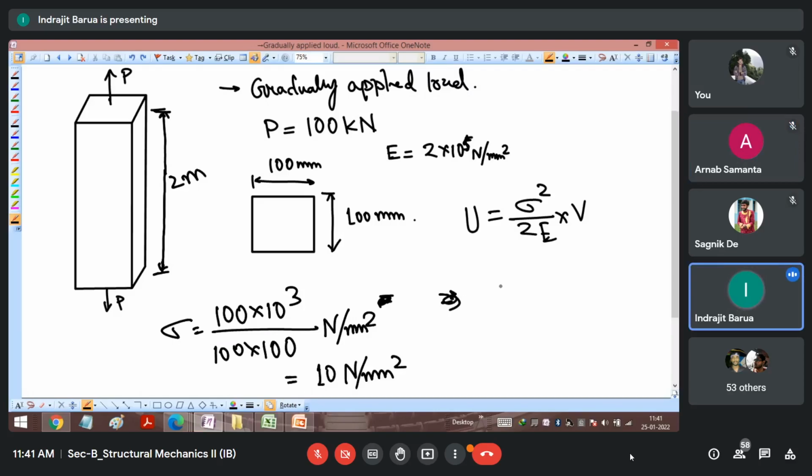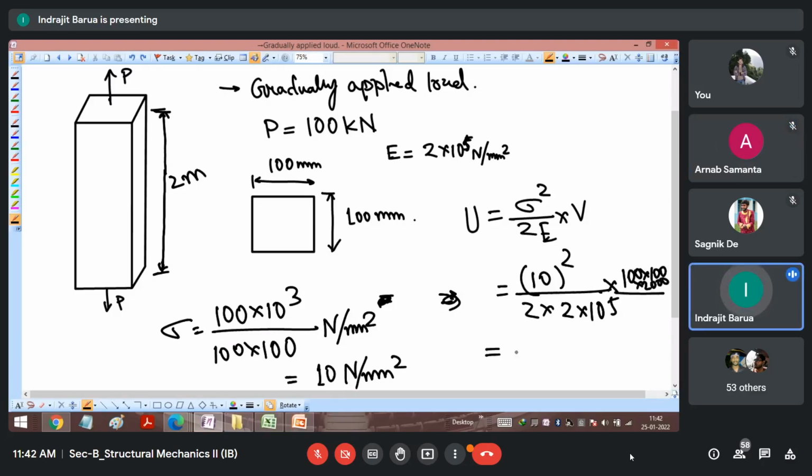So if you put it, 10 square by 2 into 10 to the power 5, and the volume will be how much? 100 into 100 into 2000. Let me know how much it is and what the unit of it will be. So the answer is 5 into 10 to the power 6 Newton millimeter. The unit will be joule. Obviously, the other units you can consider with respect to the energy unit, or you can consider it directly and write it like this.